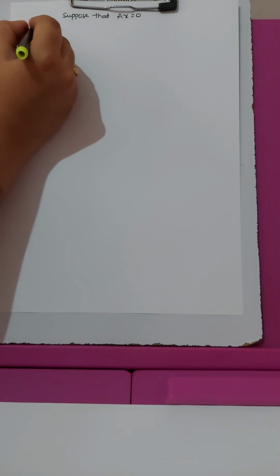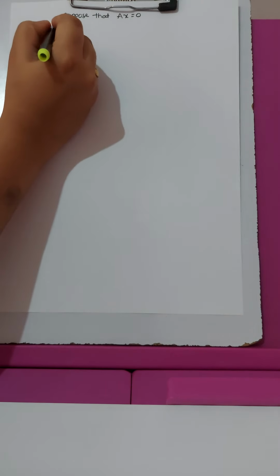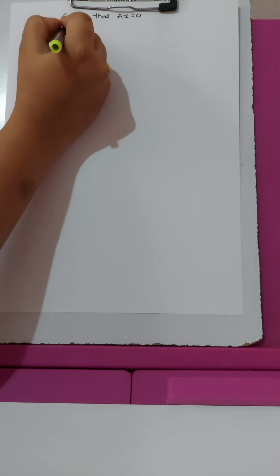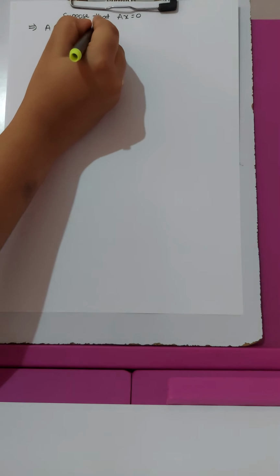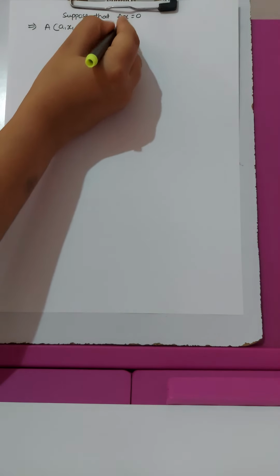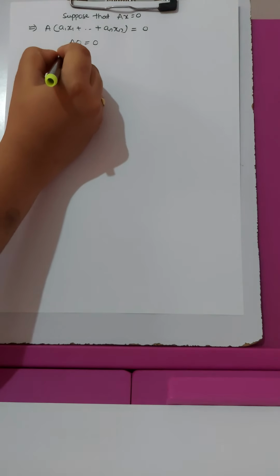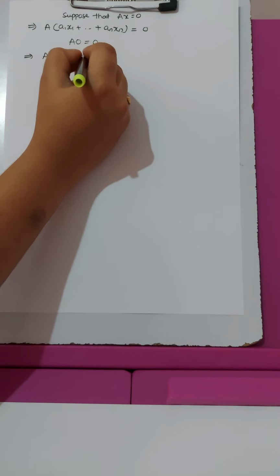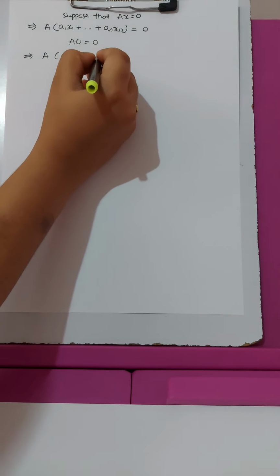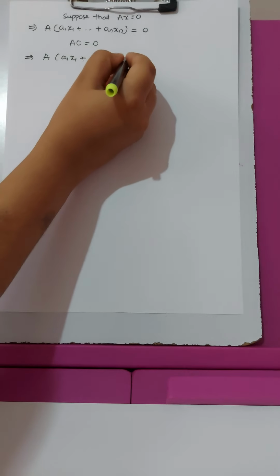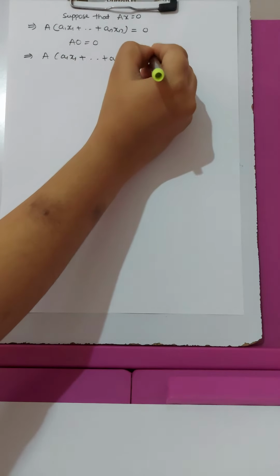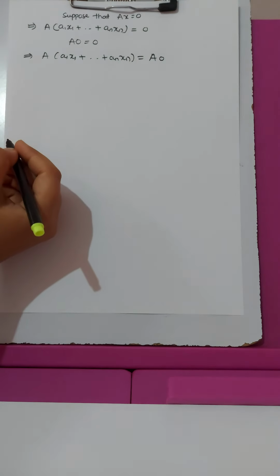Suppose that A of x equals 0. We know that x is a1 x1 plus up to so on an xn, which equals 0. Now since A is a linear operator, A of 0 equals 0. Therefore we can write A of a1 x1 plus up to so on an xn. Instead of 0 we can write A of 0.